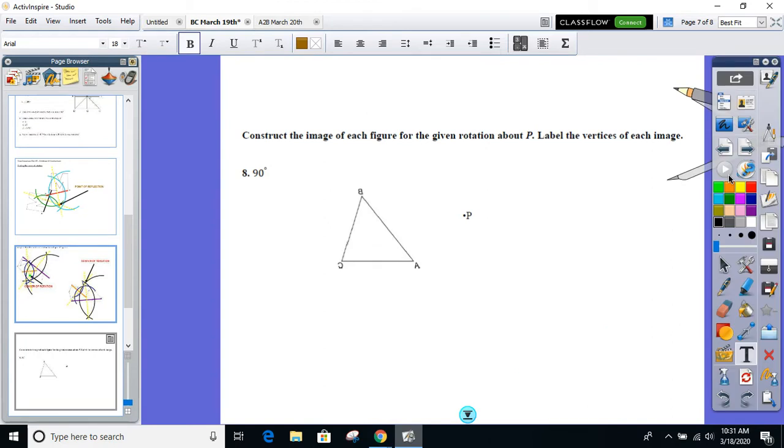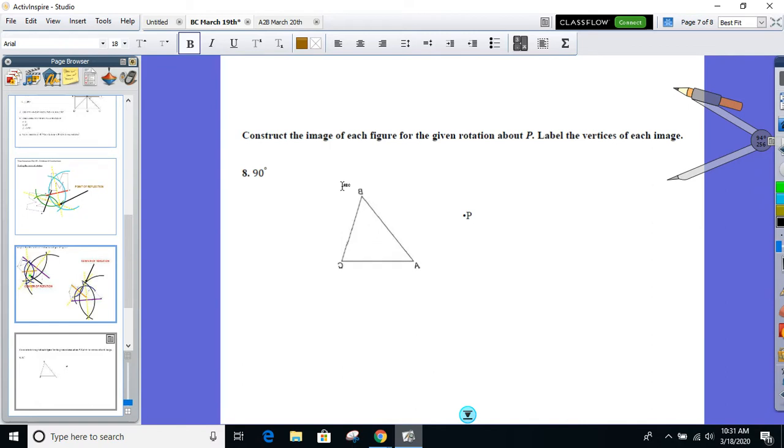All right, so here's what we're doing. We're going to take triangle ABC. We are going to rotate it around point P. How many degrees? 90 degrees.